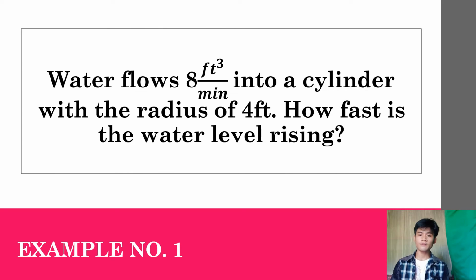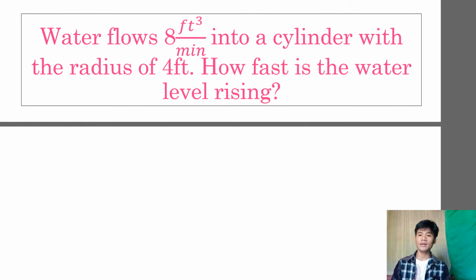Water flows 8 cubic feet per minute into a cylinder with a radius of 4 feet. How fast is the water level rising? We are asked to find how fast the water level is rising. So in short, we are asked to find the rate of change of the water as it is rising.